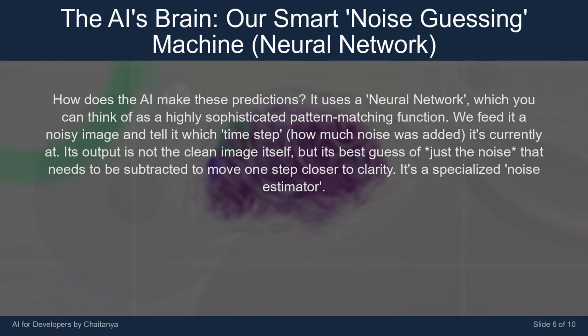How does the AI make these predictions? It uses a neural network, which you can think of as a highly sophisticated pattern matching function. We feed it a noisy image and tell it which time step, how much noise was added, it's currently at. Its output is not the clean image itself, but its best guess of just the noise that needs to be subtracted to move one step closer to clarity. It's a specialized noise estimator.